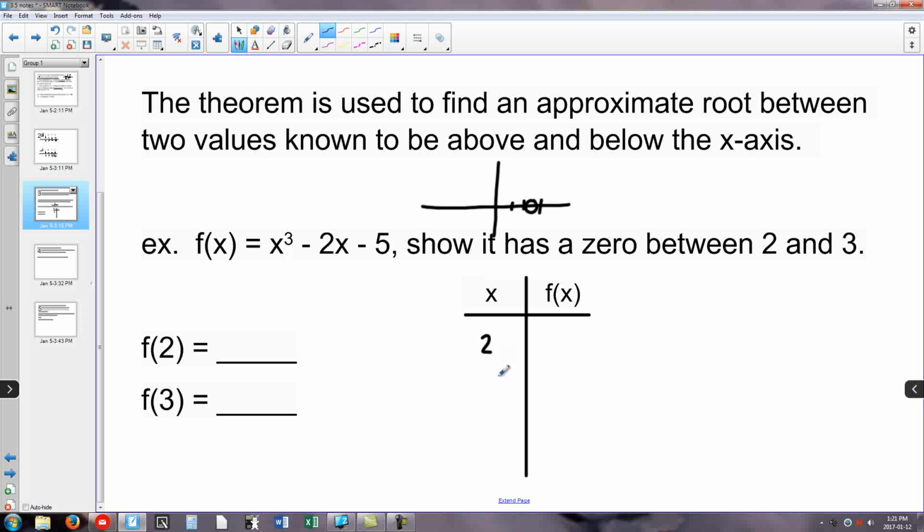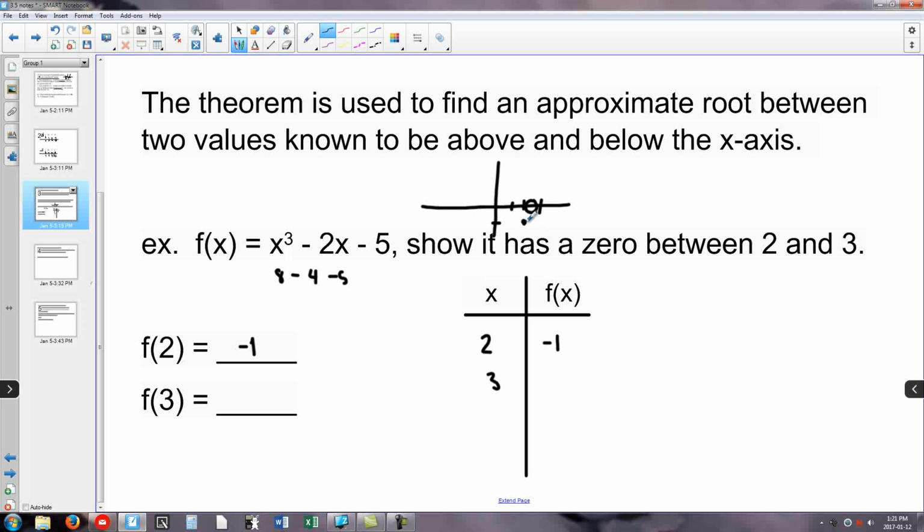When I put 2 in, when I put 3 in, if I put 2 here, 2 cubed is 8, minus 2 times 2, which is 4, minus 5. 8 minus 4 minus 5 is negative 1. So f of 2 is negative 1. So at 2, I should be down here at negative 1.